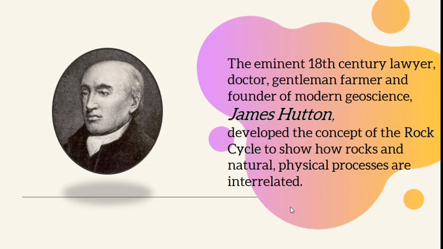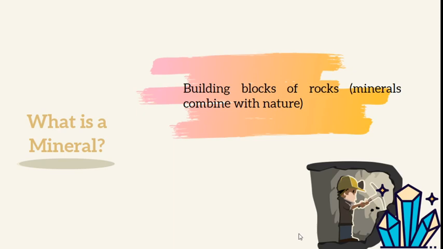Now, before we go into a deeper explanation of what the rock cycle is, let us first define what a mineral is. A mineral is a naturally occurring inorganic element or compound having an orderly internal structure and characteristic chemical composition, crystal form, and physical properties. Minerals combined in nature are the building blocks of rocks. Or in other words, minerals are the building blocks of rocks.